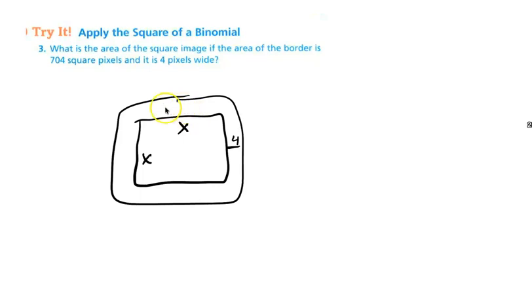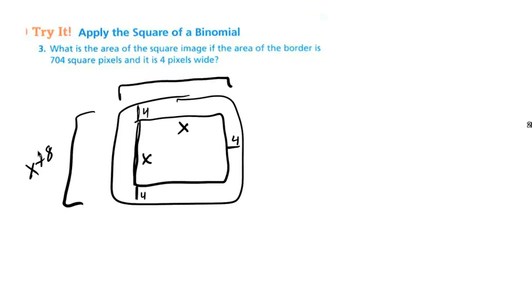What we do know is that this border here is 704 square pixels. The reason we're making this x is, if this whole thing is x, and we know this is 4 wide, and this is 4 wide, that makes this whole side x plus 8. Because this is x, the border is 4, so that's 4 and this is 4, the whole side is x plus 8. And I can do the same thing over here. This is x, this side is 4, this side is 4, so I have x plus 8 again.